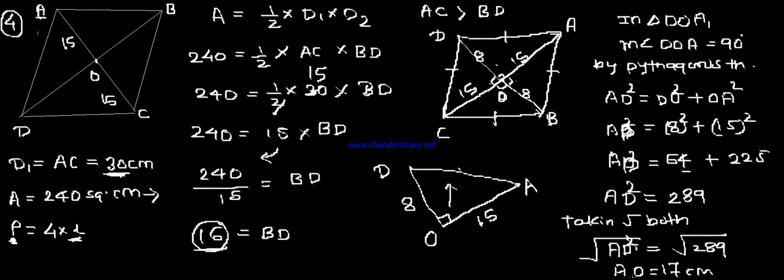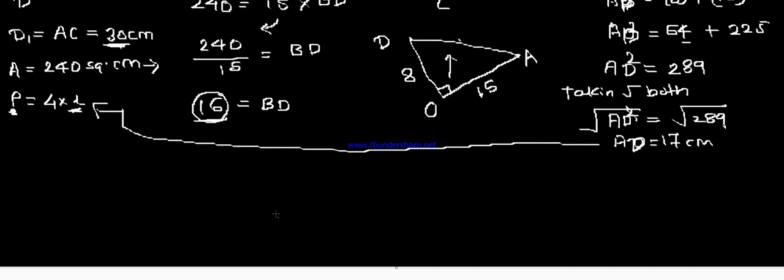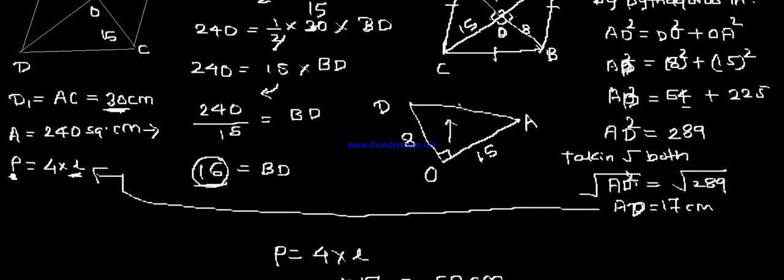Now guys, once you will get the AD, right? What is your AD? AD is nothing but the length of side, right? So you will simply put this value in this particular formula, right? And what answer you will get? The perimeter is equals to 4 into length of side. So perimeter is equals to 4 into 17. 17 4s are 68 centimeter. So I'll get the perimeter over here at 68 centimeter.